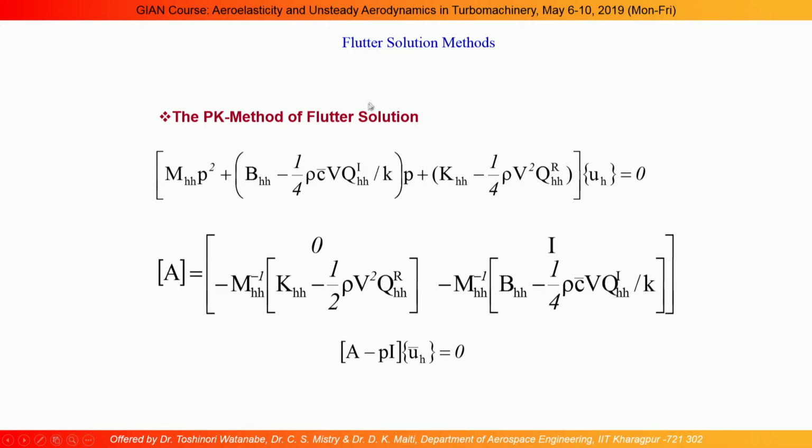So in the PK method, the imaginary part they take as equivalent damping, and the real part as equivalent stiffness. If you look at the equations, I have 1/4 rho C V Q_HH I, that is the imaginary part. Q_HH is what I call the aerodynamic influence coefficient in the modal domain, and here I am getting Q_HH R. Then I am solving a complex eigenvalue analysis.